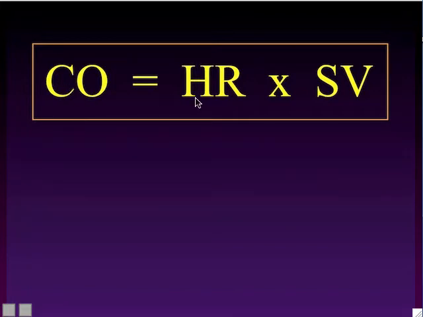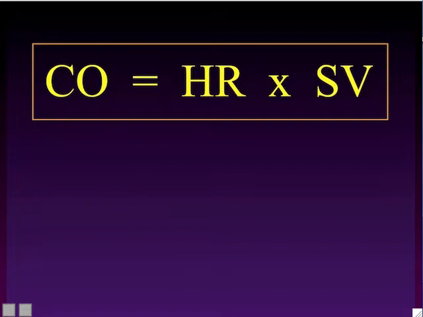And I want you to be able to use this equation. I want you to be able to calculate the cardiac output if I give you a person's heart rate and their stroke volume. Let's practice doing this calculation just using an average heart rate and an average stroke volume. So let's imagine an adult at rest. Who remembers what a resting adult's average heart rate is?